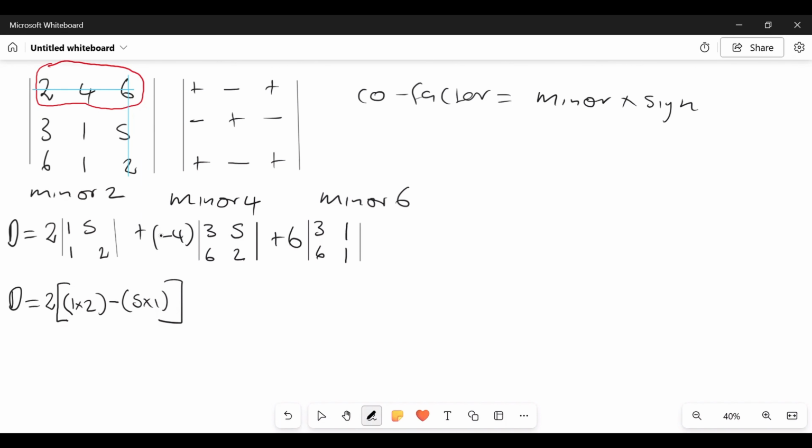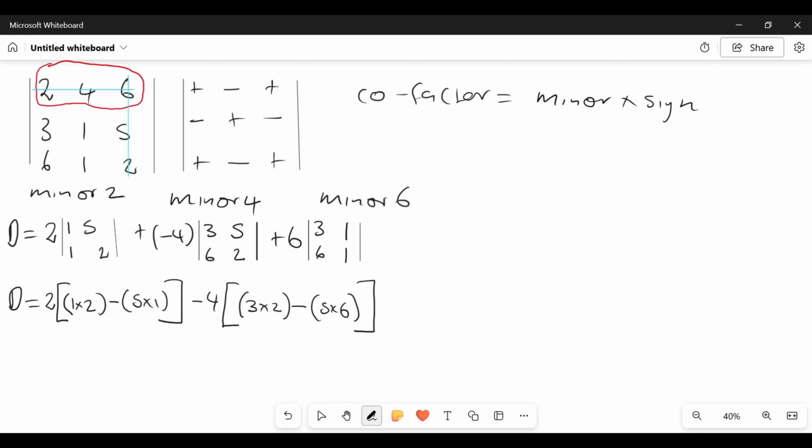So we go to the minor when it's 4, so we multiply by negative there. We're going to have -4, and we have the open brackets there, and then inside there we're going to multiply 3 and 2 first, right? So it's going to be 3 multiplied by 2, and then minus. Always, guys, you minus the product of the second entry and the third entry, right? So 5 multiplied by 6. There we go. And then we close the bracket there.